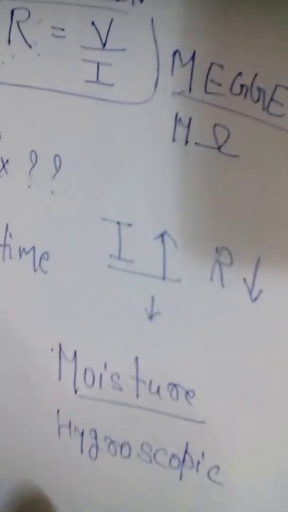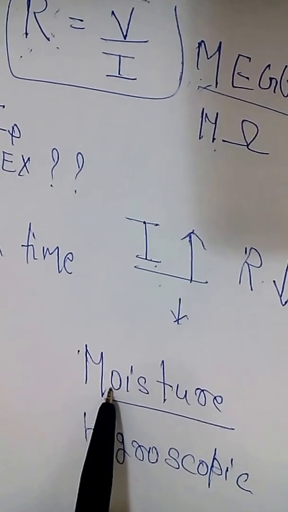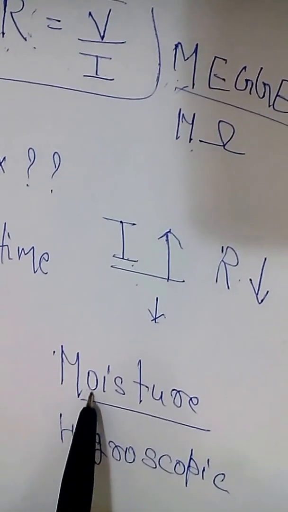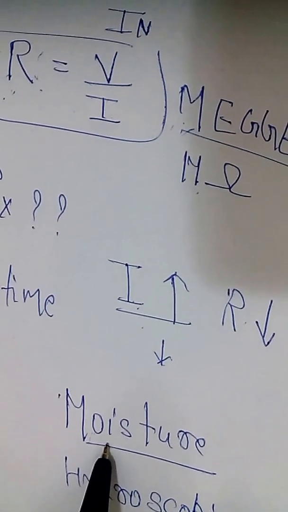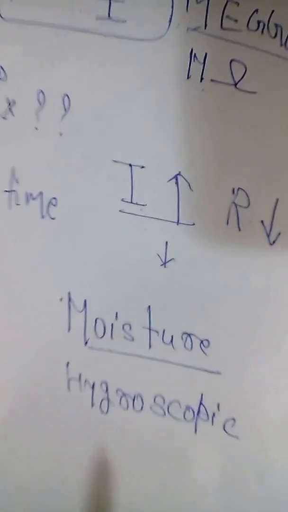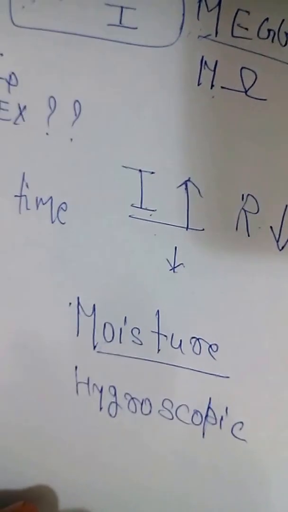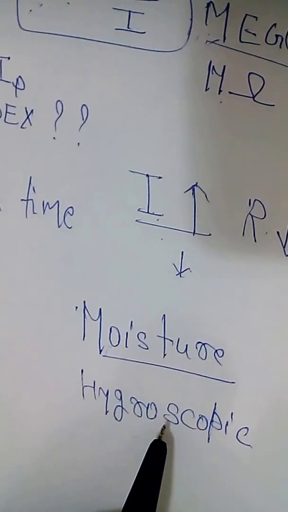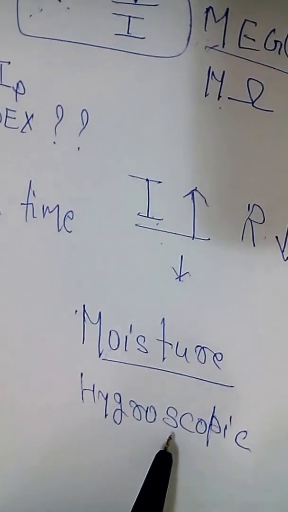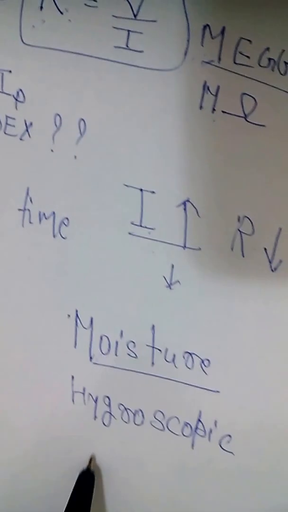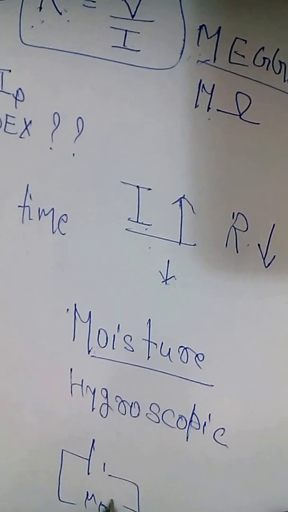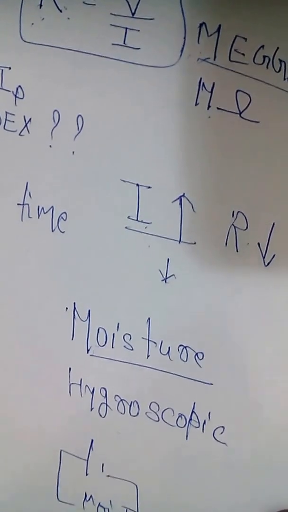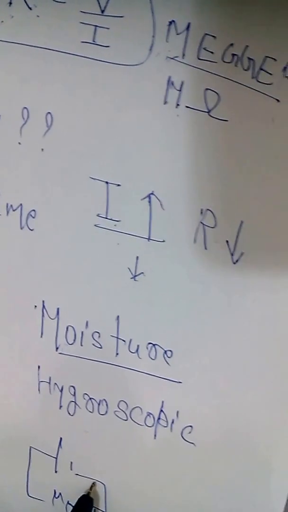I may be having some moisture in the insulation, and for your kind information, insulations are hygroscopic. That is, they love water, they want to take as much water as they can. Due to their hygroscopic nature, they may have some moisture content, and if I apply some voltage across this moisture content, the moisture will polarize. Every insulator is hygroscopic in nature.